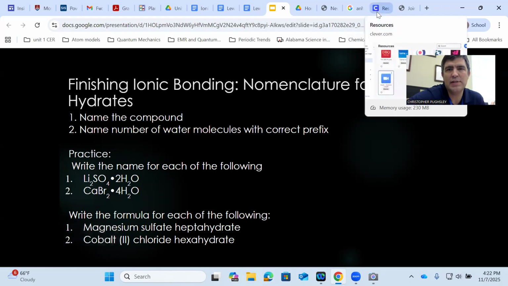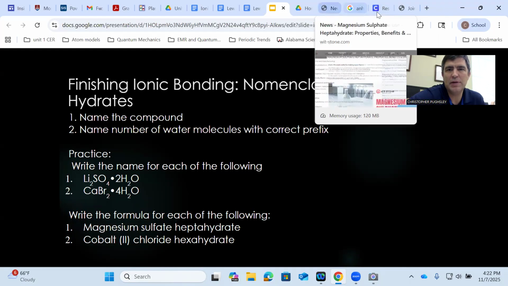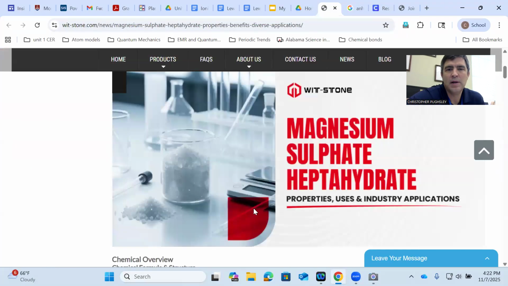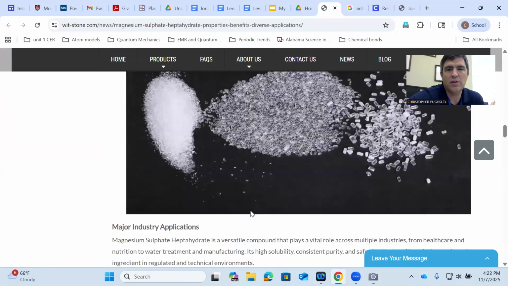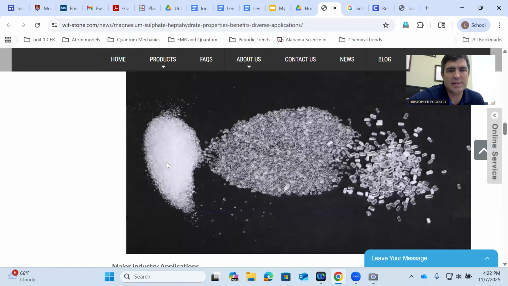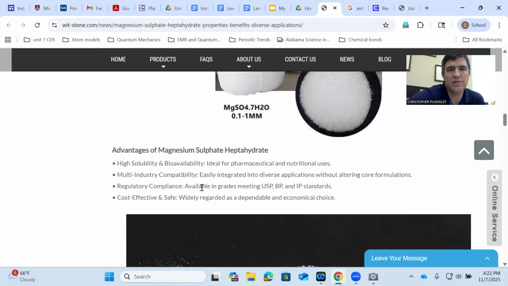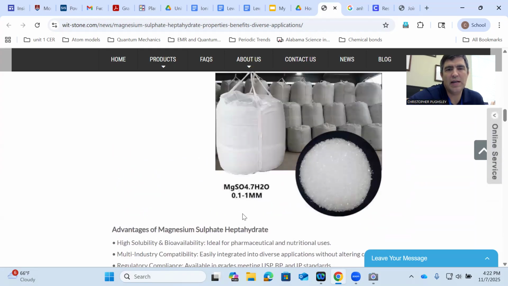Here's a picture of this. I was looking it up and I was like, oh, they need to see this. This would be cool to see. All right, and so here are some of the different structures. I believe this is anhydrous, the anhydrous version of this. And again, this is magnesium sulfate heptahydrate. You can kind of see it right here. It's a little bit more crystally.